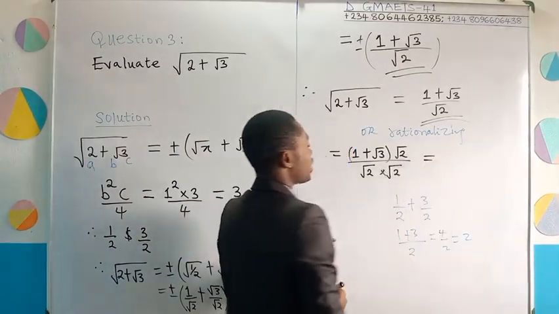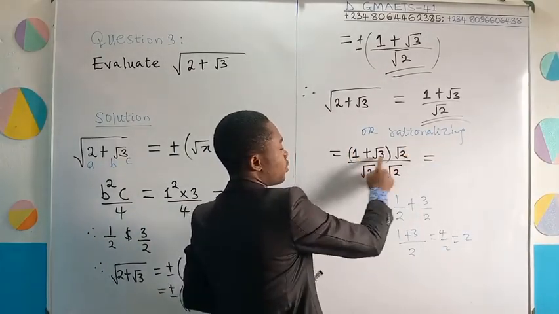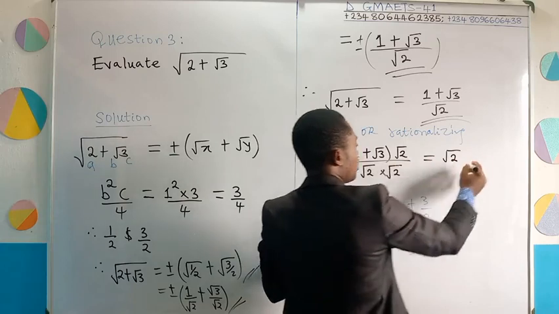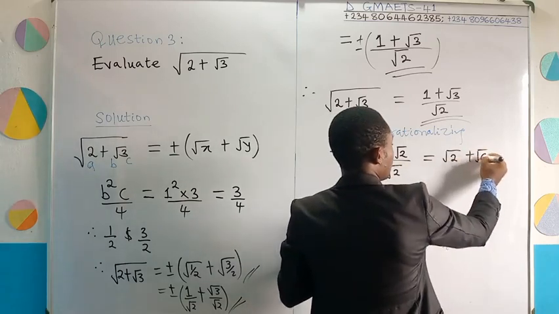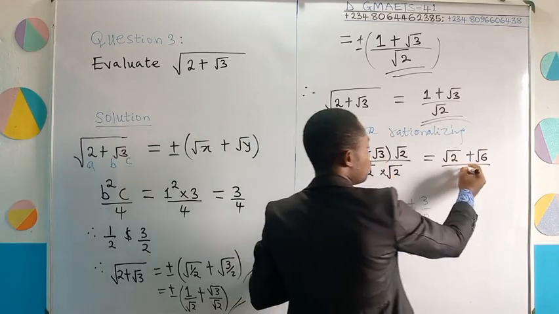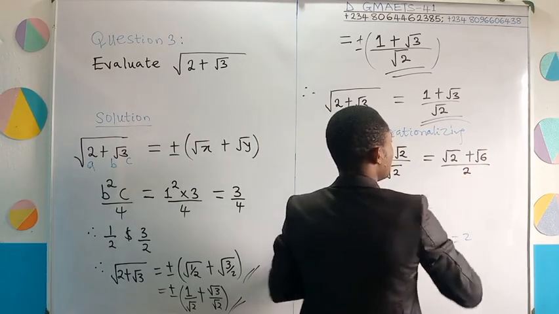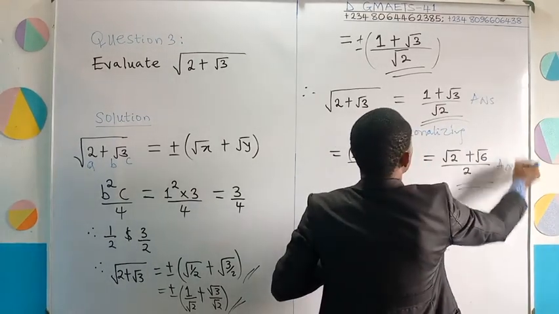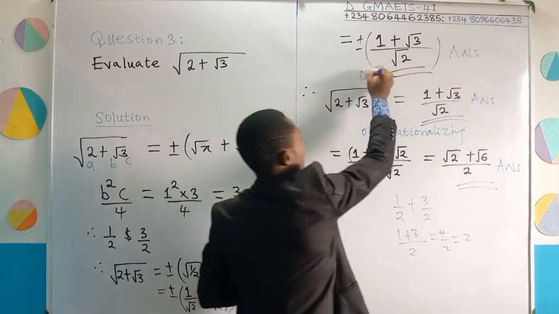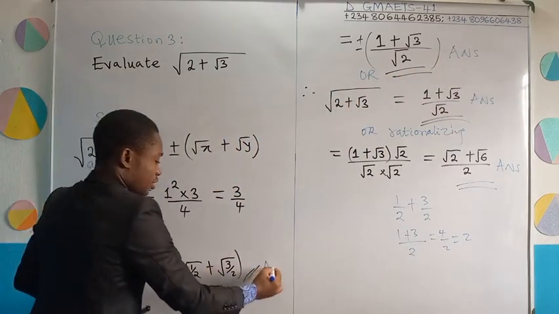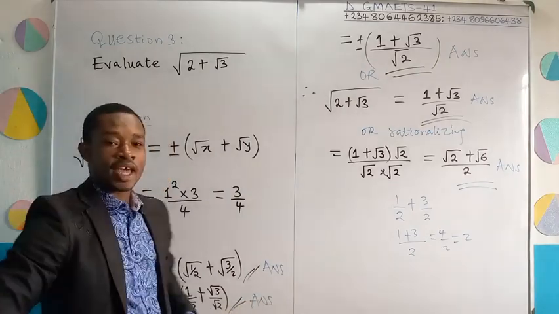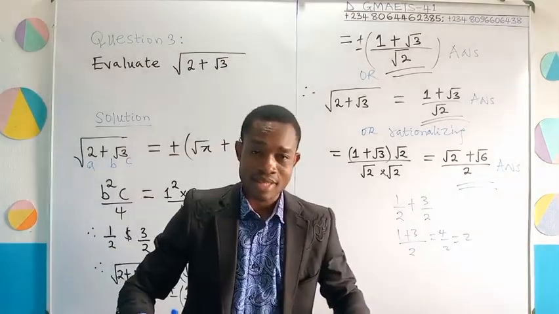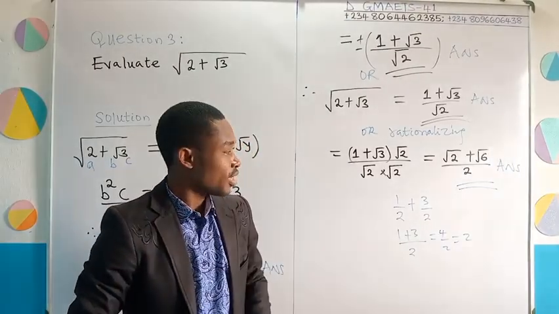Now if you work on this, what would you get? Use this root 2 to open up this bracket. You would get root 2 times 1, which will give you root 2. Then root 2 times root 3, which will give us root 6. Then divided by root 2 times root 2 will simply give us 2. So this is another form in which the answer can be written. Answer. All these are various ways in which the answer can be presented. In exam, your examiner reserves the right to give you any one of these as an option if it is objective case.